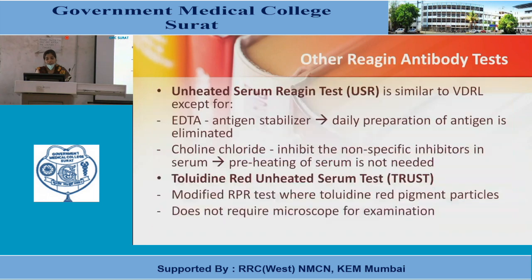Next are the other reagin antibody tests, which are the unheated serum reagin test. The USR is similar to the VDRL, except EDTA antigen stabilizer is used over here, and daily preparation of the antigen is not required. These are the differences. And another is choline chloride, which inhibits the non-specific inhibitors in the serum, so preheating is not required. Toluidine red unheated serum test, TRUST, is a modification of the RPR test where toluidine red pigment particles can be seen, so it does not require a microscope for the examinations.